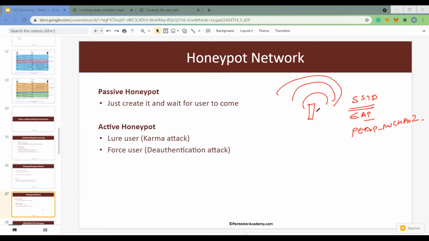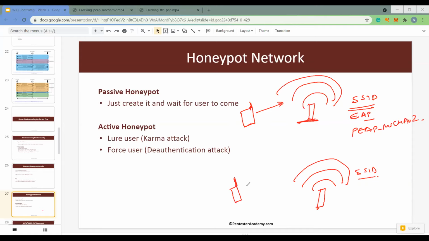In the case of a passive honeypot, it is not going to do any active activity. It is just going to broadcast its network. The client comes. If the client automatically connects to this guy, well and good. If it doesn't, the honeypot is not going to do anything. Whereas in the case of our active honeypot, we will again create an SSID with the enterprise scheme. But in this case, when a client comes, if it is not connecting to this guy, we can use karma attacks.